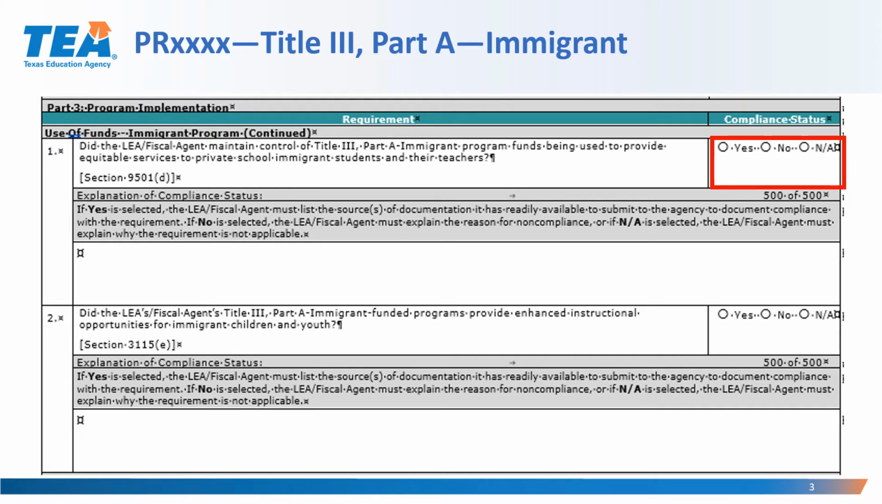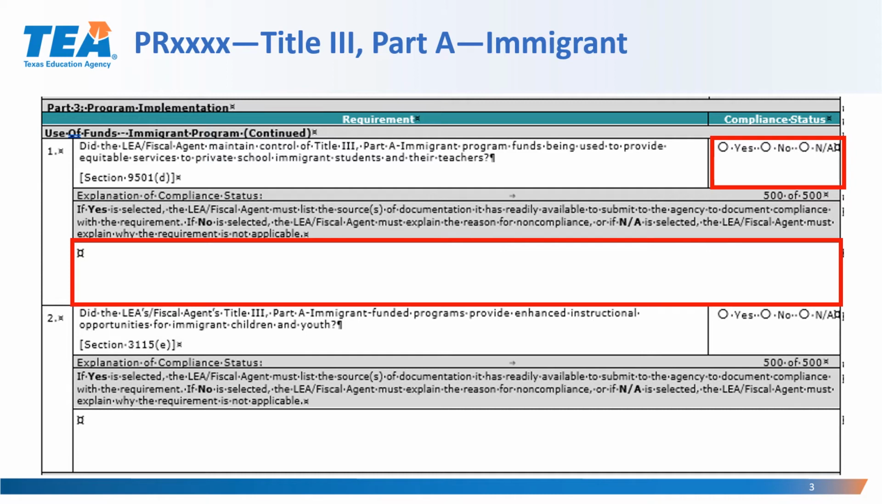Part 3, Program Implementation, has 2 questions that the LEA is asked to respond to for Title III Part A, Immigrant. The first question, did the LEA maintain control of Title III Part A Immigrant Program funds being used to provide equitable services to private school immigrant students and their teachers? Yes, no, or not applicable.